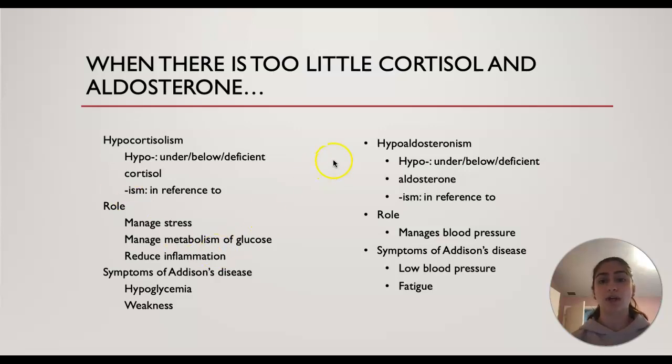We also have the term hypoaldosteronism, which again, hypo also means deficient. Ism is in reference to, and we are referring to aldosterone. So hypoaldosteronism means a deficiency in aldosterone. The role of aldosterone is it manages blood pressure. And in the symptoms of Addison's disease, we do see low blood pressure and fatigue. And this is most likely because of the deficiency in aldosterone that the adrenal cortex is releasing.